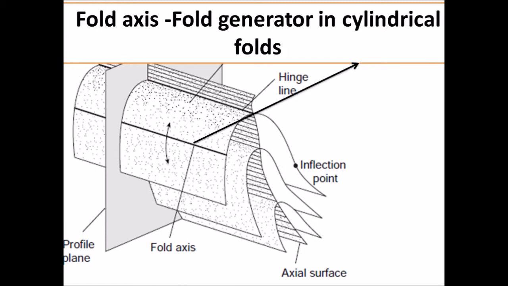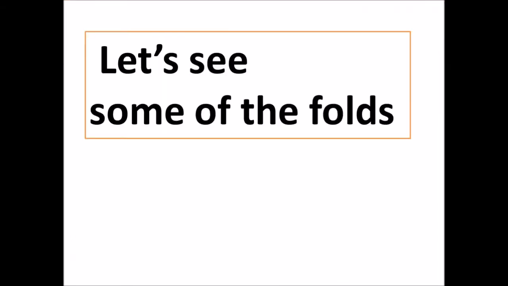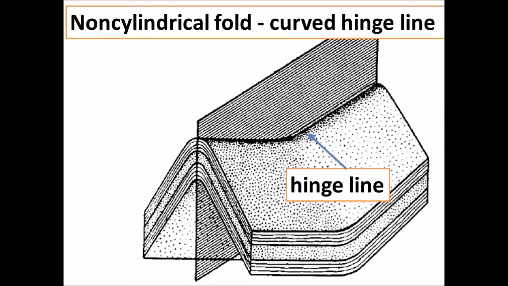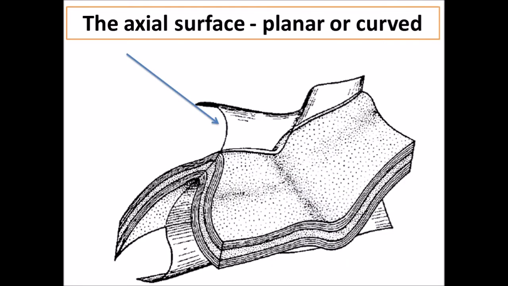Next, what is the fold axis? The imaginary straight line parallel to the hinge line, and this is only applicable in the case of cylindrical folds. So now let's see some of the folds. The fold which has a straight hinge line is called a cylindrical fold, and the fold which has a curved hinge line is called a non-cylindrical fold. So here we can see the axial surface could be planar or curved.